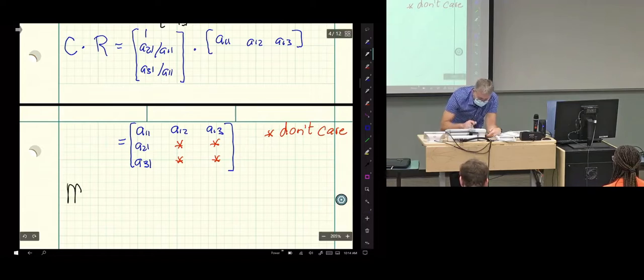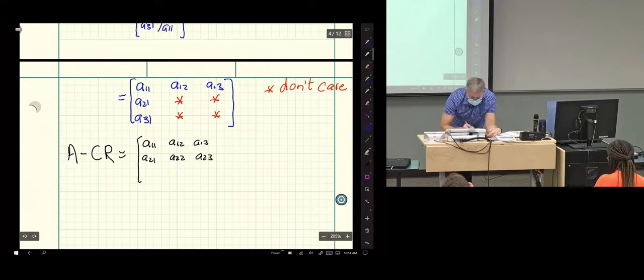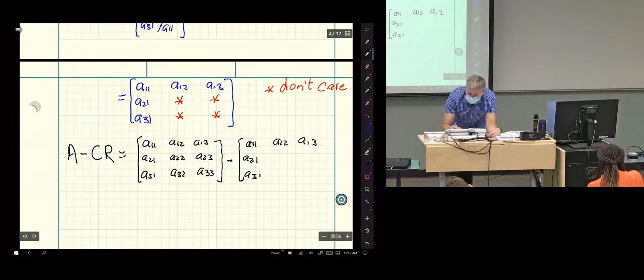And now we're going to do A minus C times R. And we don't have to go back up because this was A11, A12, A13, A21, A22, A23, A31, A32. And there's no minus yet. I'm getting ahead of myself. A33, so that's A. And I'm going to put in C times R. A11, A12, A13, A21, A31, my famous don't cares.